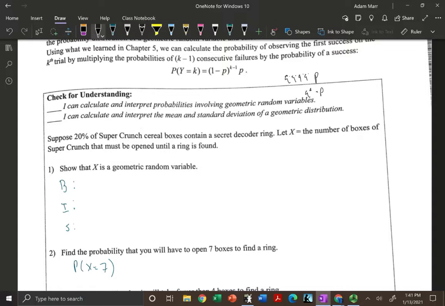So right here, suppose 20% of SuperCrunch cereal boxes contain a secret decoder ring. X is the number of boxes of SuperCrunch that must be opened until a ring is found. Show that X is a geometric random variable. Now, to show this, you're going to do the same thing as binomial, except you don't have that n. You don't have a set number of trials. So is it binary? Yes. Of course, it's binary, right? You have 2 outcomes. Either you get the ring or you don't.